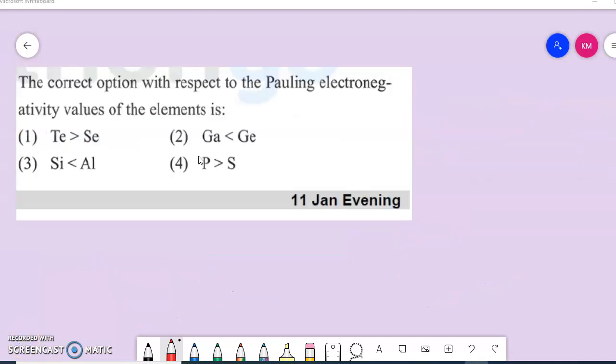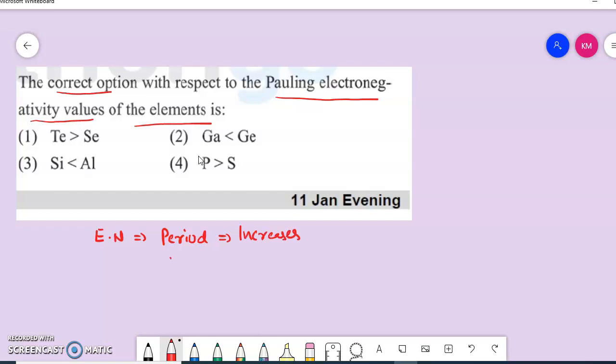Here is the next question. The correct option with respect to the Pauling electronegativity values of the elements is. You should understand one thing: across the period, size decreases, so obviously electronegativity increases. Now down the group, obviously electronegativity decreases, right? So let's take a look at it.